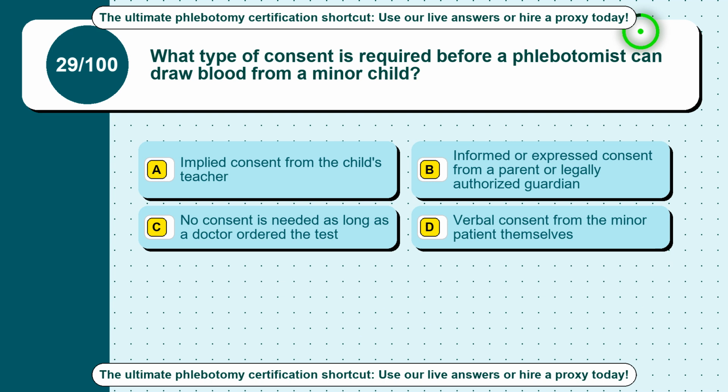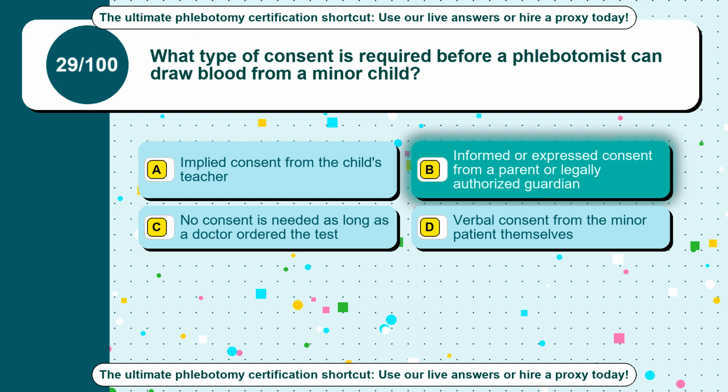Question 29. What type of consent is required before a phlebotomist can draw blood from a minor child? Option A, implied consent from the child's teacher. Option B, informed or expressed consent from a parent or legally authorized guardian. Option C, no consent is needed as long as a doctor ordered the test. Option D, verbal consent from the minor patient themselves. The correct answer is option B, informed or expressed consent from a parent or legally authorized guardian.